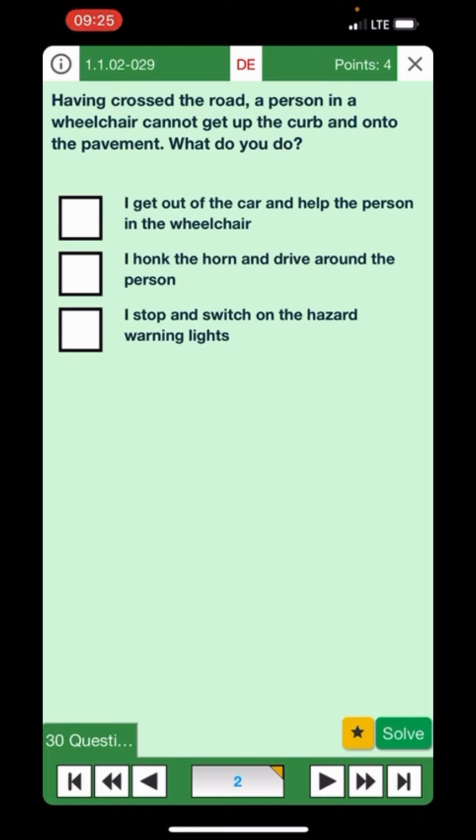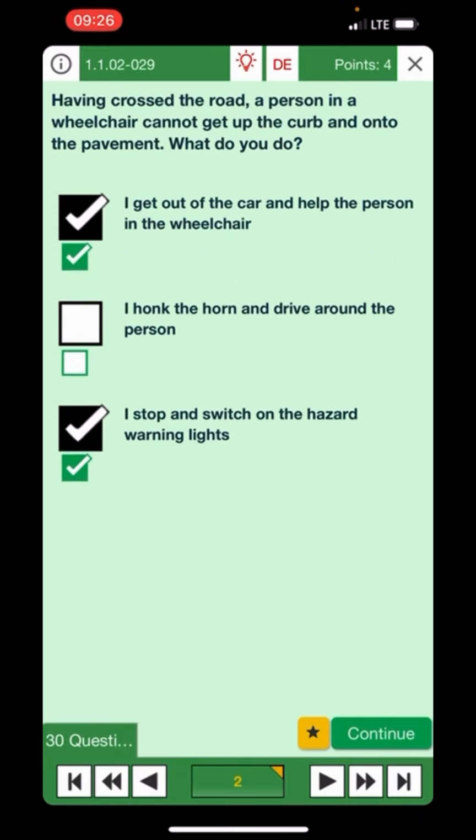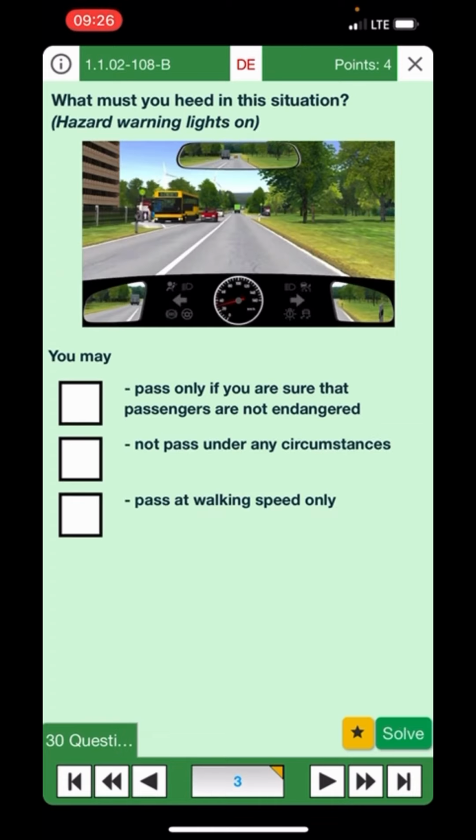Having crossed the road, a person in a wheelchair cannot get up the curb and onto the pavement. What do you do? I get out of the car and help the person in the wheelchair. Yes, that's recommended. I honk the horn and drive around the person. Definitely not, right? I stop and switch on the hazard warning lights. Yes. Hit solve. Yes, this is the correct answer.